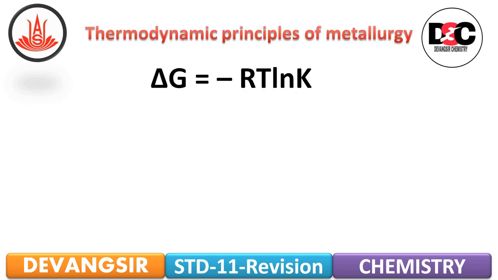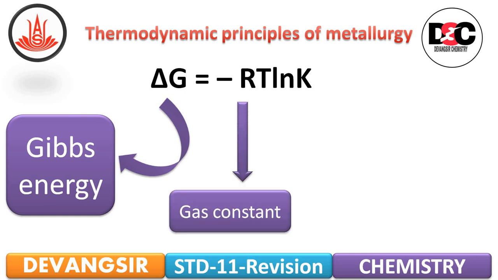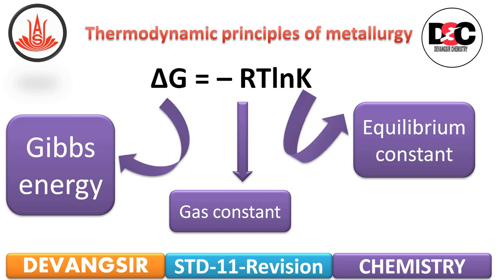Now the next formula is delta G is equal to minus RT ln K. Again, delta G is the Gibbs free energy, R is the gas constant, and K is the equilibrium constant.